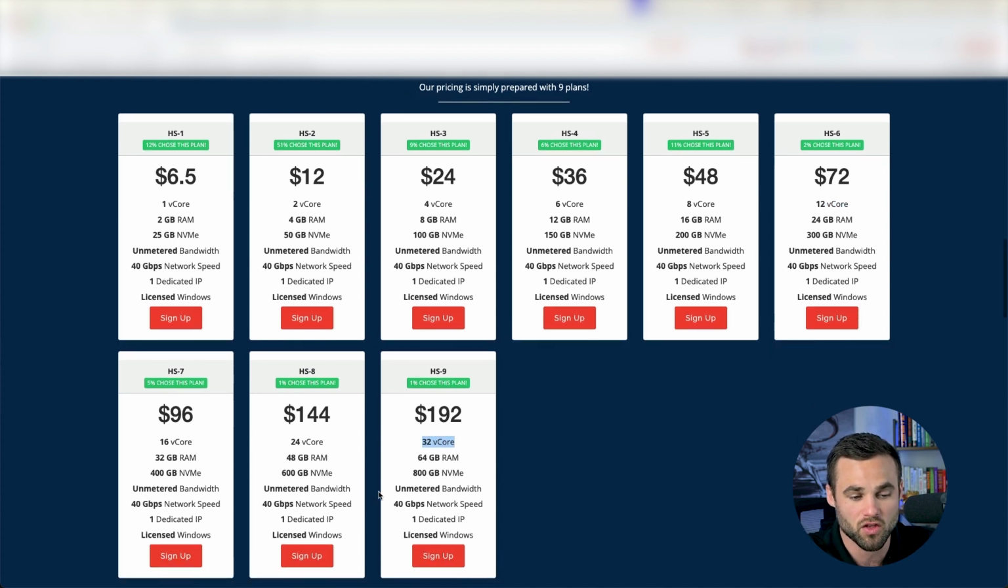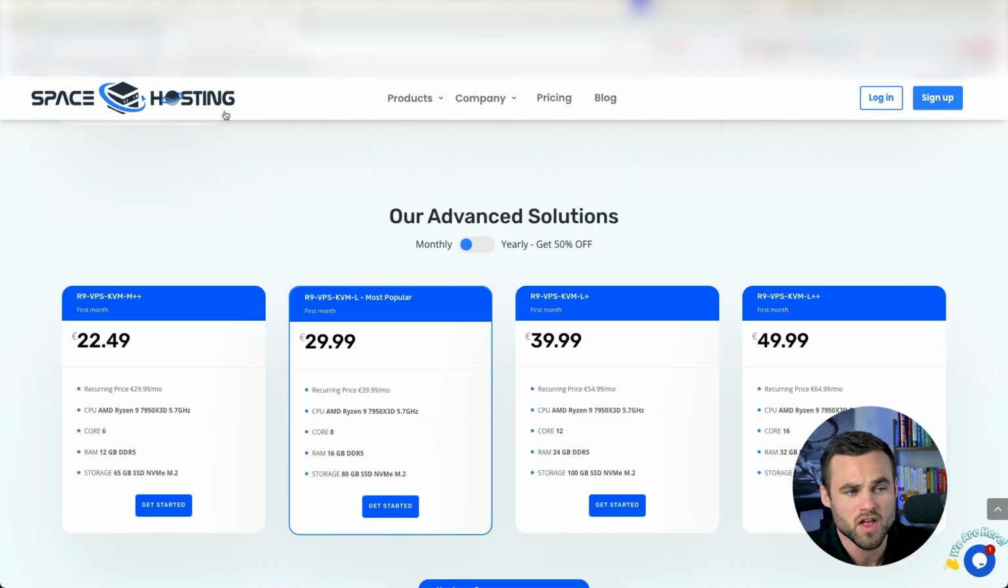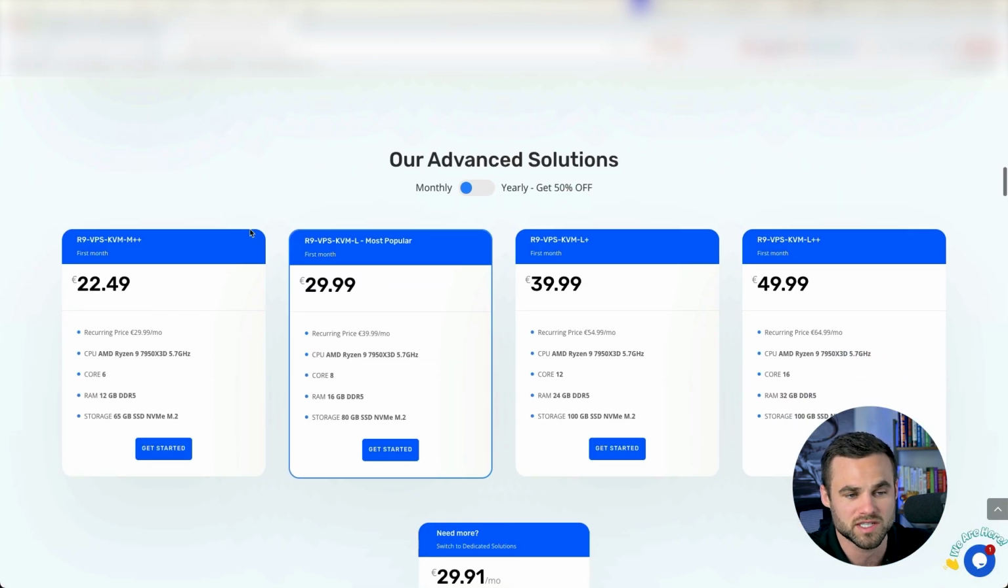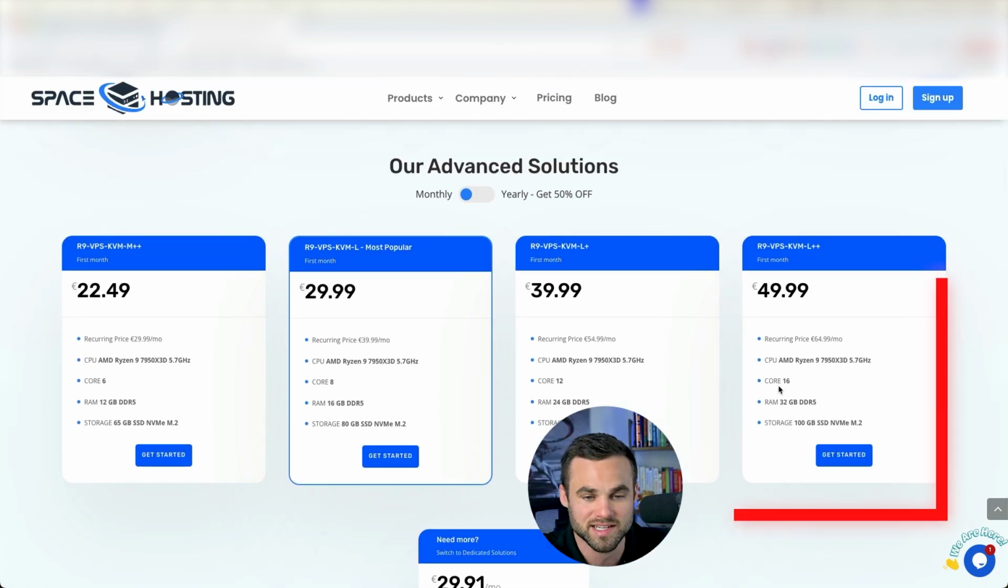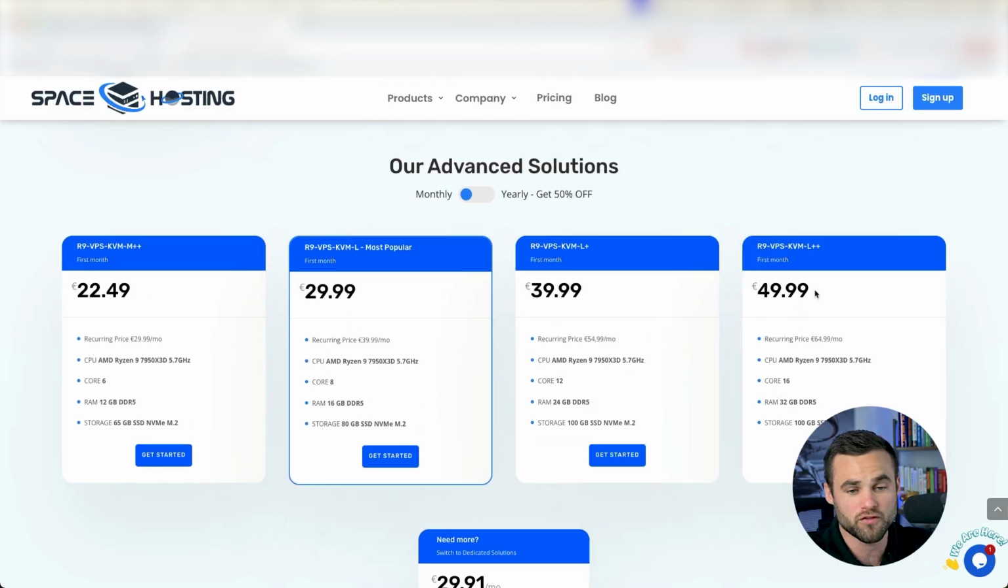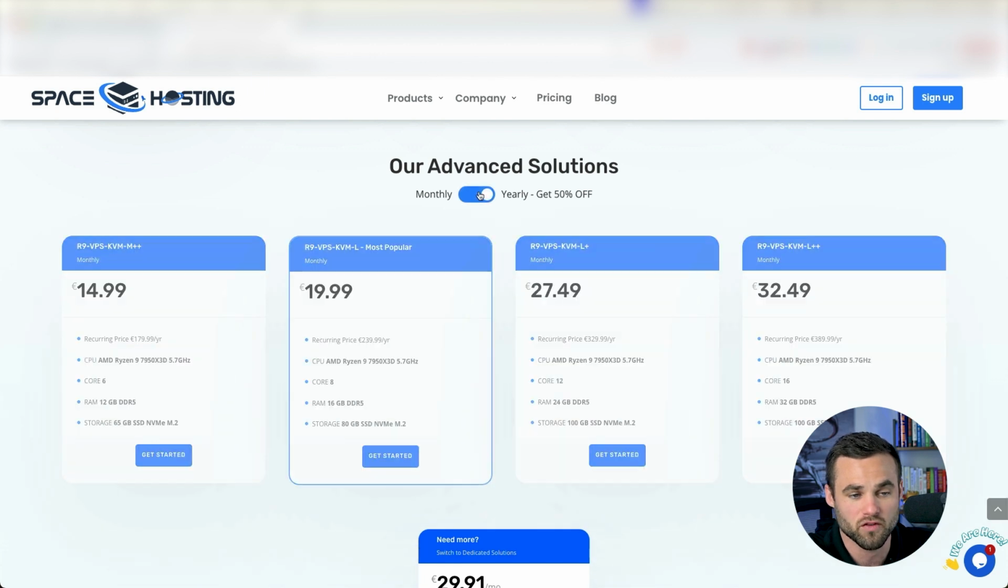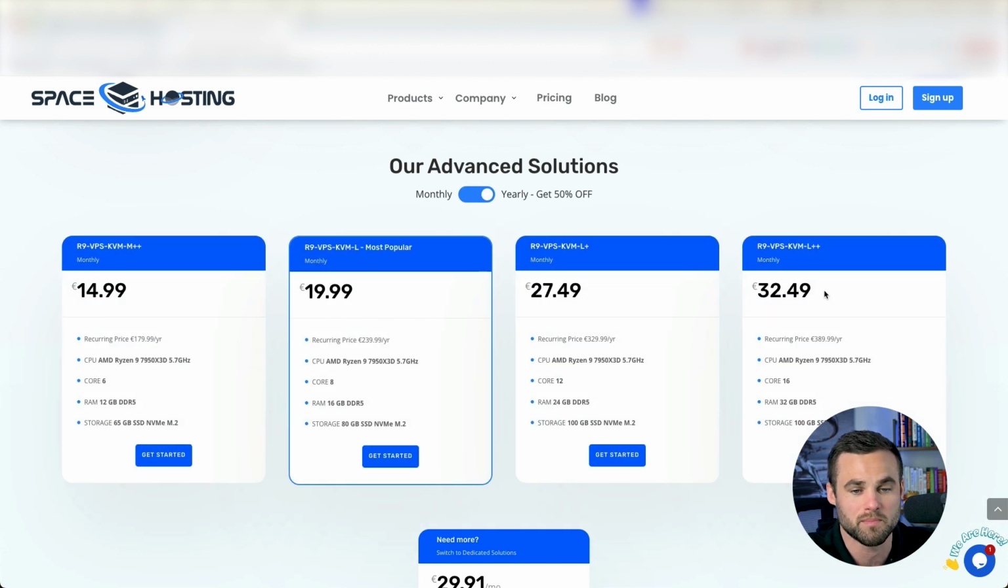So you can see you can go all the way up to a 32 core VPS, which is gonna cost you $192 per month. I think a good place to start is probably with an 8 core VPS, which is only $48 per month. There's another company called spacehosting.net that also has some pretty good options here. You can see you can get a 16 core VPS for only €49.99, or if you do it yearly, you can get it for an even better price.